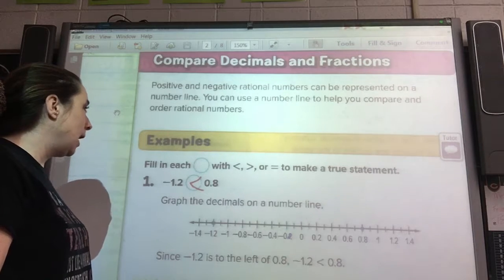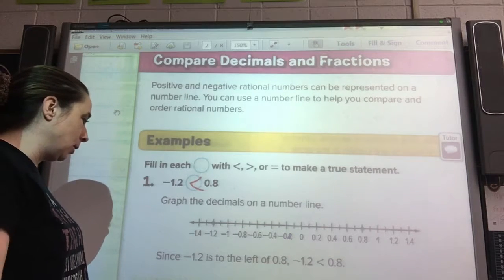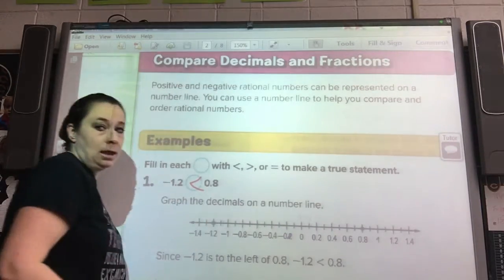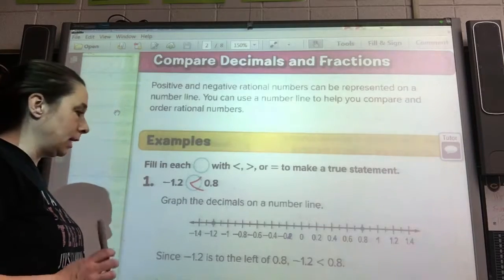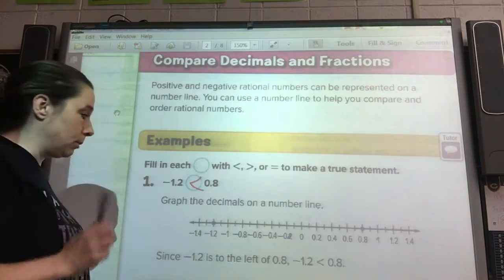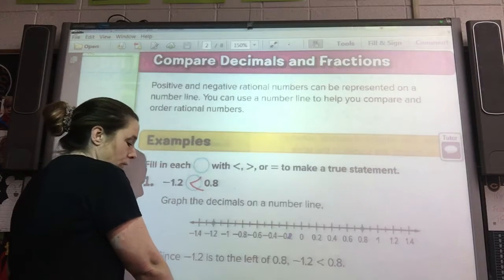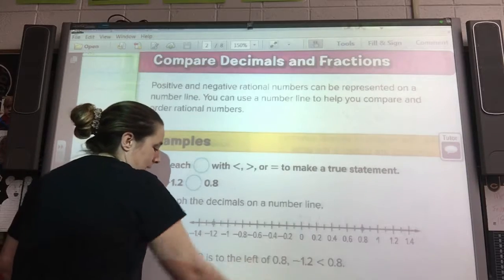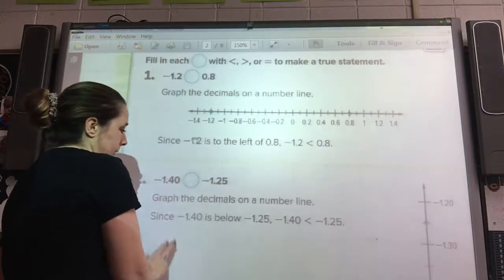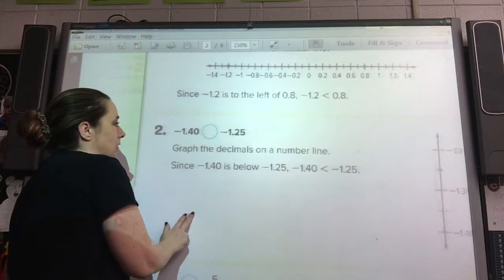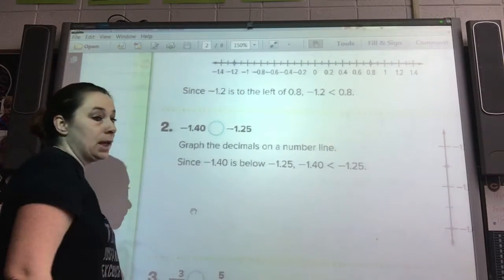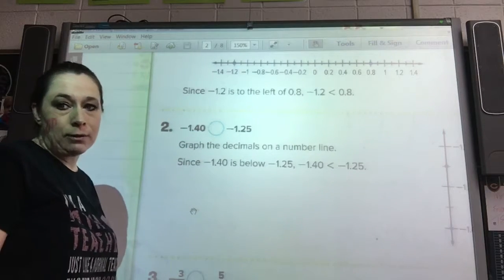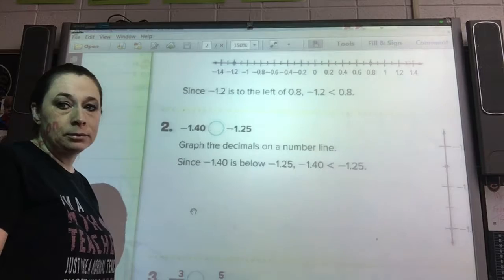Okay? So then it tells us to graph those decimals on a number line. And they did that for us. Negative 1.2, and then way up there is 0.8. And it shows you on the number line that 0.8 is actually a bigger number than the negative 1.2. All right? So remember, those negatives are always going to be less than a positive because that's owing. Now we got two negatives. So think about this as money. This is like owing $1.40, where this is owing $1.25. Which one did you rather owe?